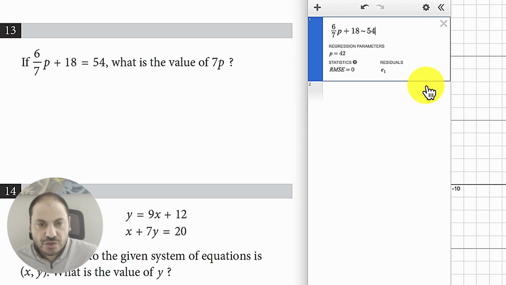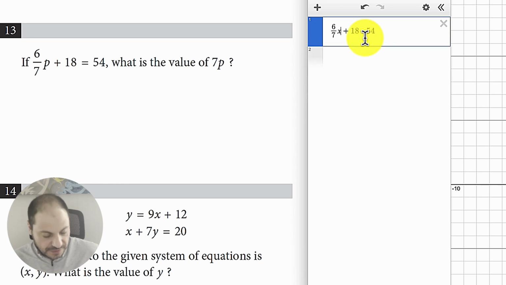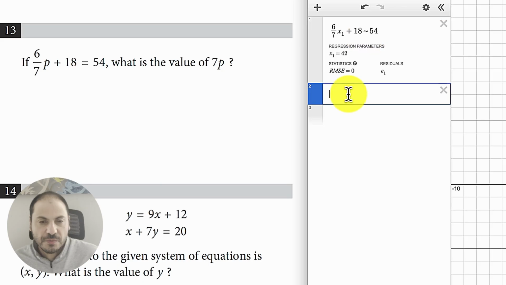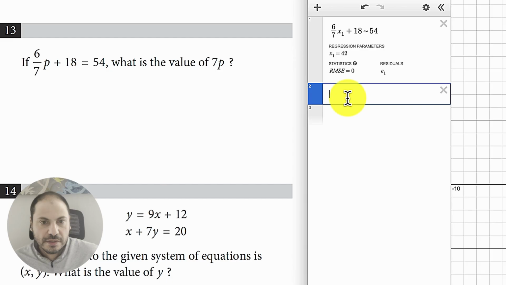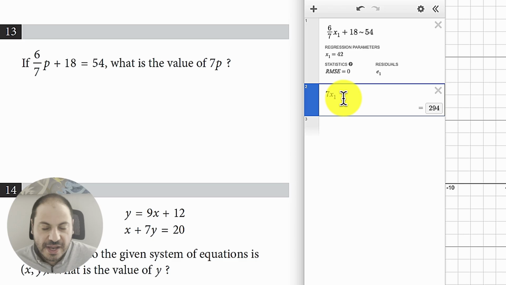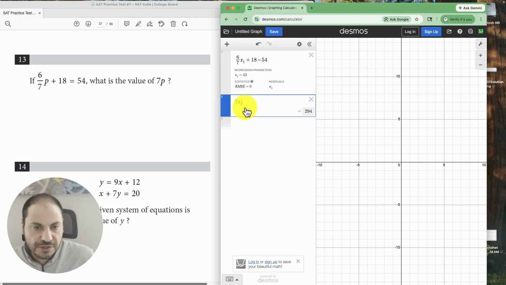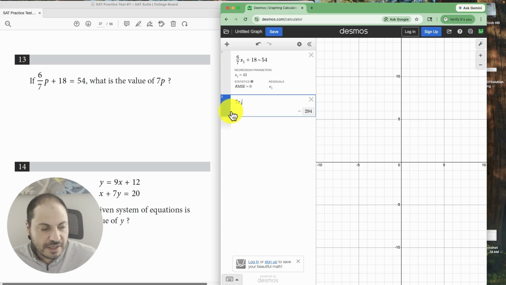If it ever says x or y, let's say 6/7 x plus 18, you have to put a 1 next to it. So if it's x, it'd be x1. This is only when you're doing regression. Otherwise, if you just use x, it's not going to do anything. So x1, and then 7x1 is 294. If you use x or y with the tilde, you have to use x1, y1. Use any other variable, you can just use that variable. So p is p, d is d. Don't use e, because Desmos characterizes that as a logarithmic function. That's the only letter I wouldn't use.